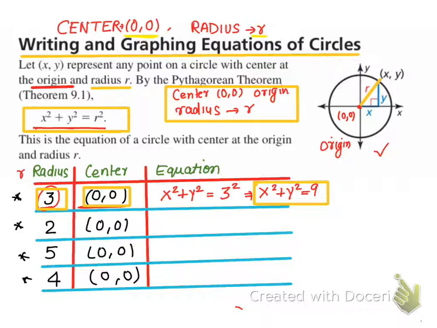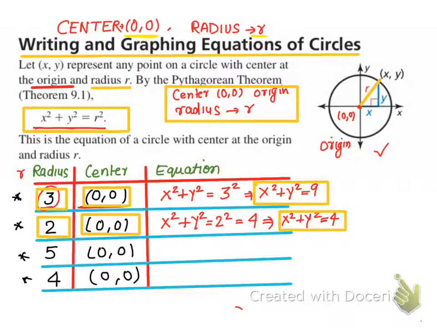Let's do the same thing. You can stop here and find the remaining equations for the given scenarios yourself, or you can check. If your radius is 2 and your center is 0, 0, what's the equation now? Our equation is x squared plus y squared equals 2 squared, which is 4. So I can finally write x squared plus y squared equals 4. That's my equation. Simply square the radius, and x squared plus y squared equals the square of the radius.